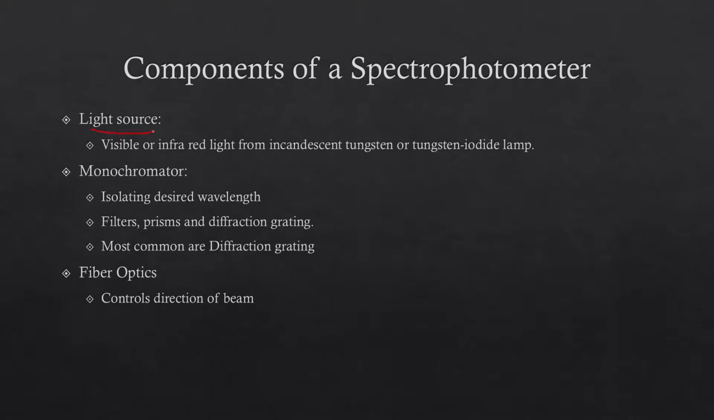As I've told you, there's a light source which is usually made of incandescent tungsten iodide lamp, a monochromator which is used to isolate desired wavelength. Most commonly, it is a diffraction grating. Then there are some fiber optics in it which control the direction of the beam.